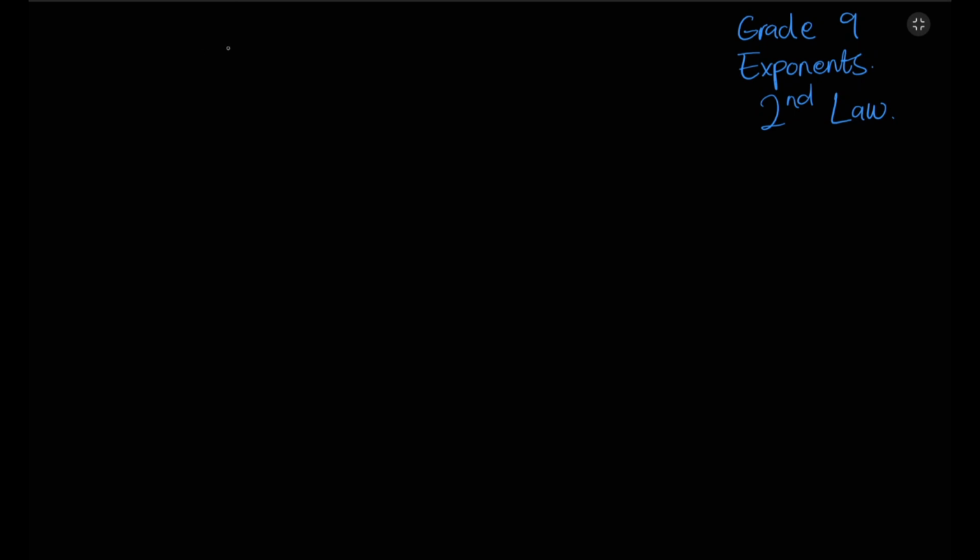For example, if you have, let's say, 2 to the power m divided by 2 to the power n, your answer will be, you write down a base which is 2. Now let's subtract our exponents. We'll say m minus n.